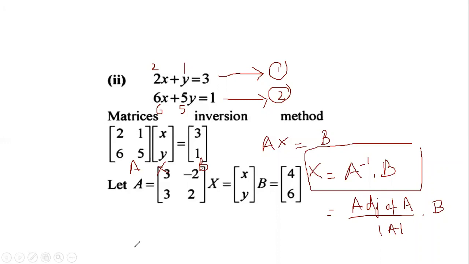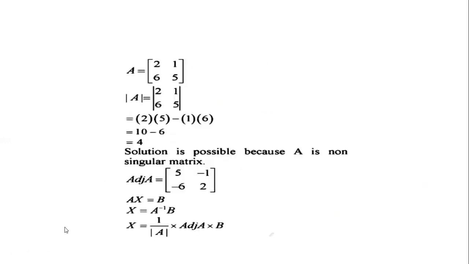So moving further, first we have to find the determinant: 2 multiplied by 5 minus 6 multiplied by 1, 10 minus 6, this value must be equal to 4. So this is a non-singular matrix. Now we have to find the inverse, the adjoint, by 5 and 2, and by negative sign. Now we have to find, just putting the values.